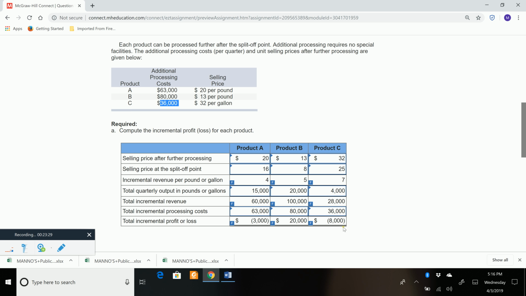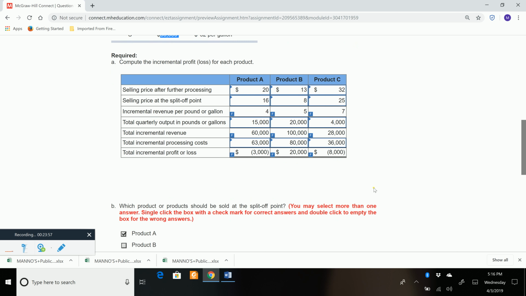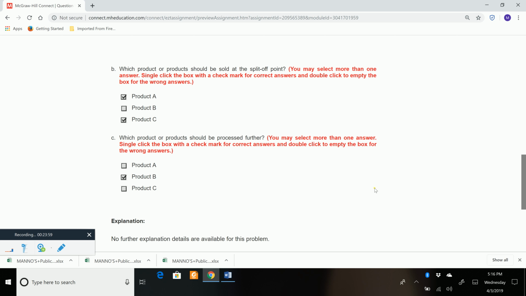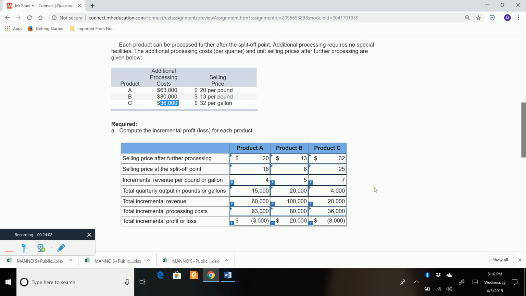And product C, you can see the results. It would actually result in a loss if we process further. We'd have additional revenue of $7 per gallon times 4,000 gallons is our output. 7 times 4,000, additional revenue of 28,000, less the additional cost of 36,000. That's definitely not worth it. So product B in this example is the only one that is worth going further. All right, so product B was the one that we are going to process further.